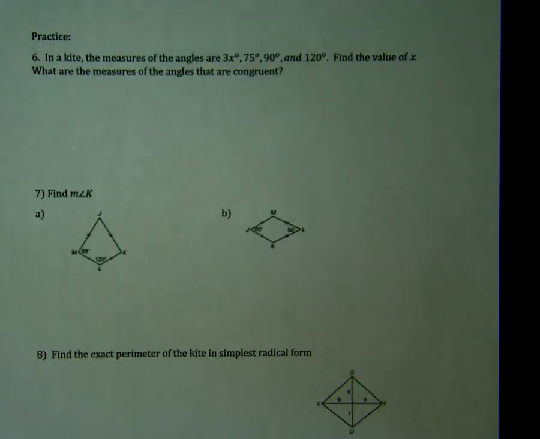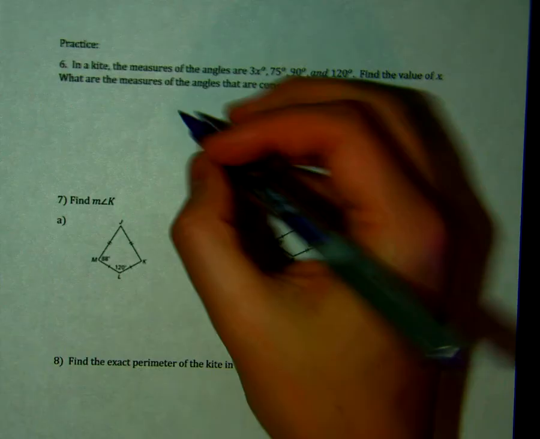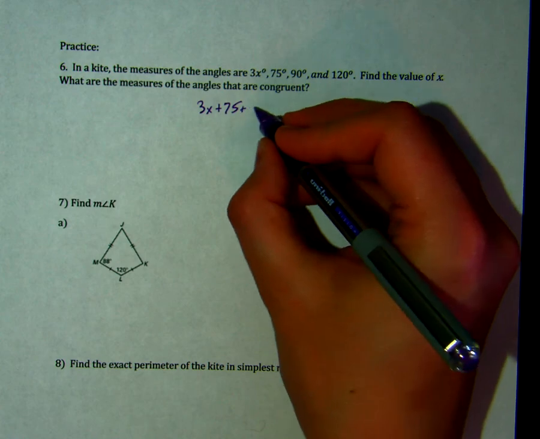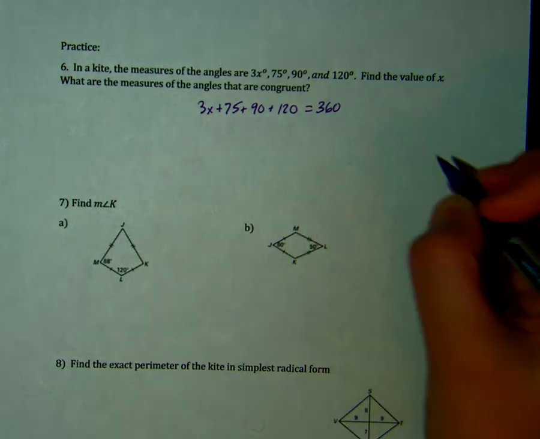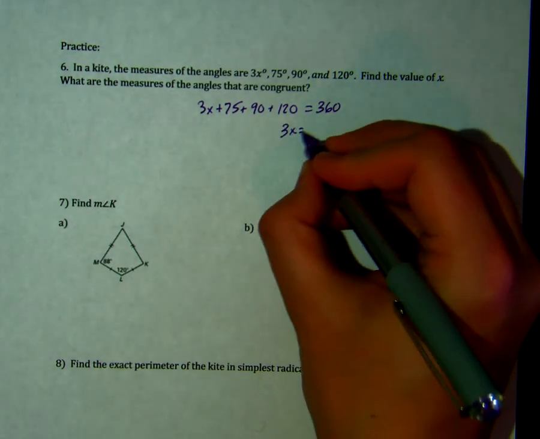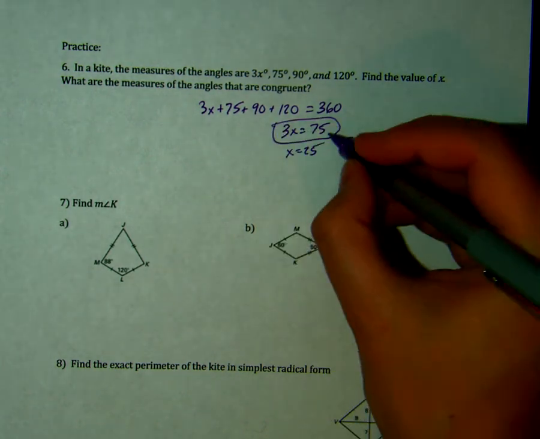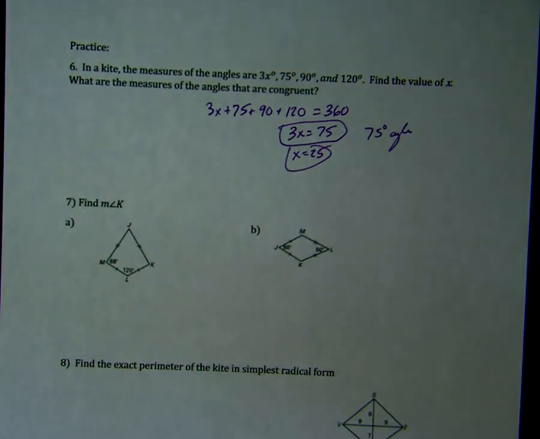All right, last bit of practice questions here. So in a kite, the measurement of the angles are given, find x, and then which ones are congruent to each other. This one is pretty straightforward. All you need is the property of a quadrilateral, which is that the sum of the 4 angles in a quadrilateral is 360 degrees. So you solve that, this gives you 75. So this is 25. So it's actually the 75 degree angles that are congruent to each other. So that one's pretty easy.